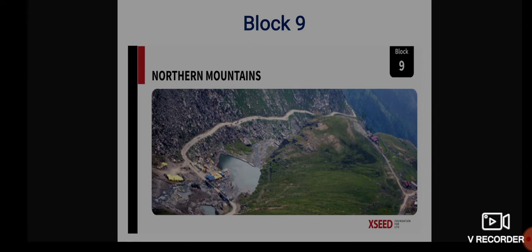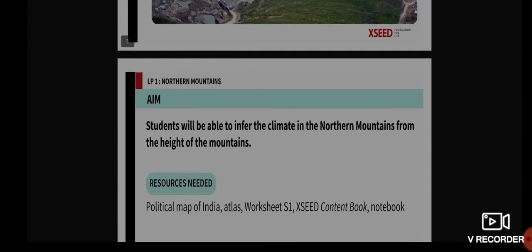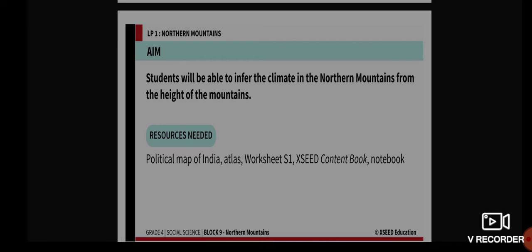This is a picture of the northern mountains. Our aim for today is that you will be able to infer the climate in the northern mountains from the heights of the mountain. We will learn about the climatic conditions in the northern mountains, like whether they are hot, cold, or extremely cold. We're going to learn about those climatic changes from the heights of the mountain.